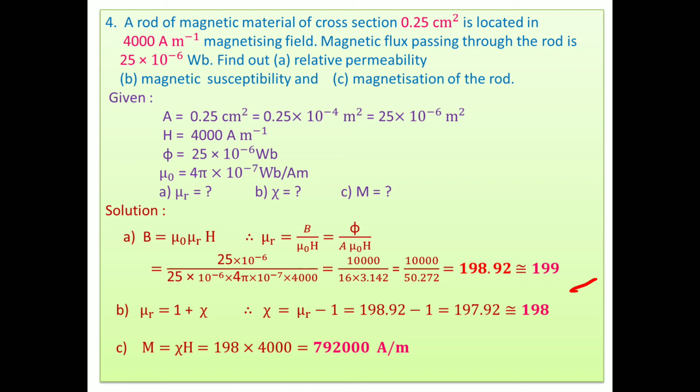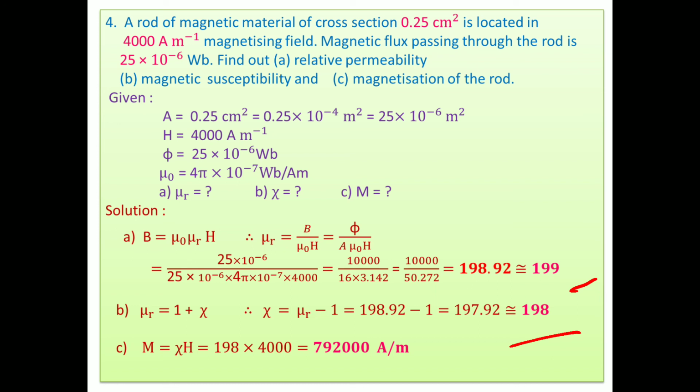Thereafter, relative permeability equals 1 plus chi, or 1 plus susceptibility, which means susceptibility chi equals mu r minus 1, or 198.92 minus 1. Simply you get here 197.92. It is nearly 198. This is your answer. Simple numericals are there. The important thing is that formulas should be remembered by you. Only formulas are there in the chapter.